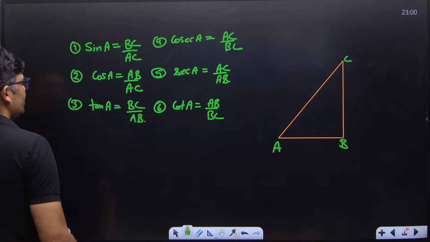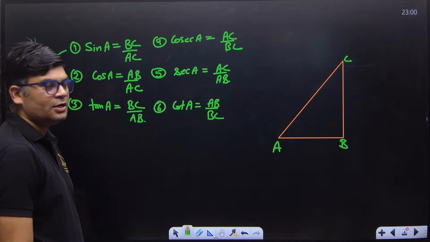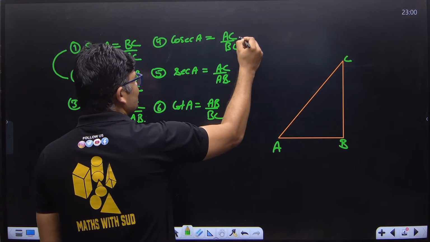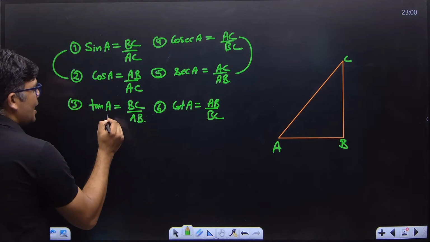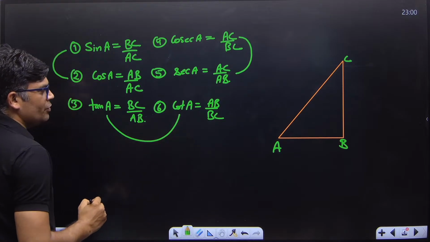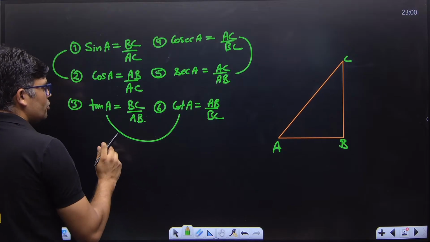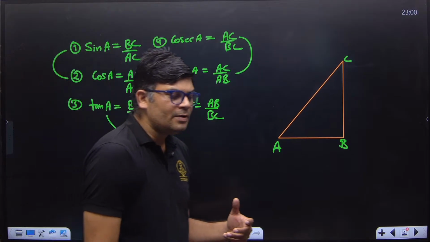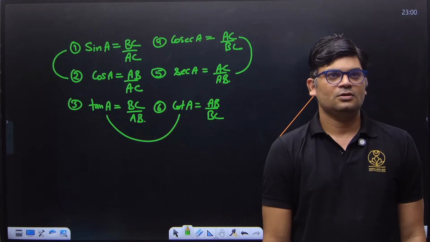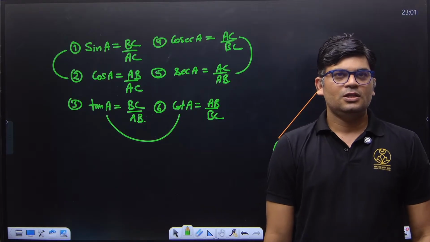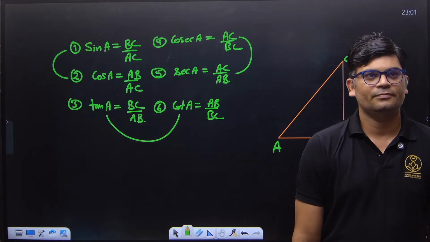In which sine and cos are complementary of each other, cosec and sec are complementary of each other, and tan and cot are complementary of each other. And there is one more relationship between tan and cot. Tan and cot are not only complementary to each other, but they are also reciprocal of each other.